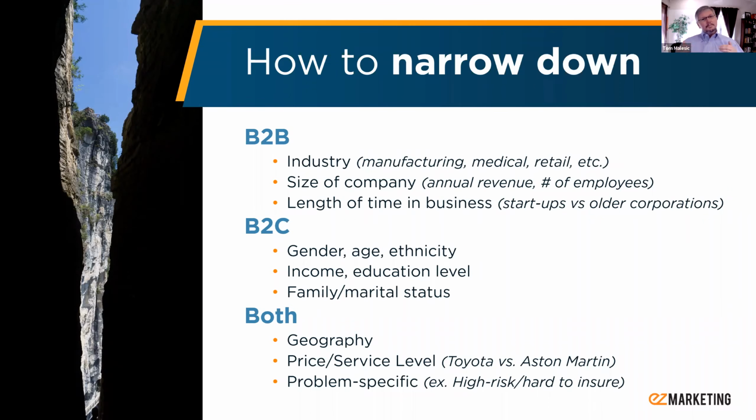Now, things that apply to both areas, whether it's B2B or B2C, would be things like geography, maybe it's price point, right? So in other words, are you selling a Toyota or are you selling an Aston Martin? Those people will have different profiles of the problem that you're solving based on the type of price point that you're at. And maybe your target is really very specific on solving a very, very specific problem that you have. So you can look at those things as well.